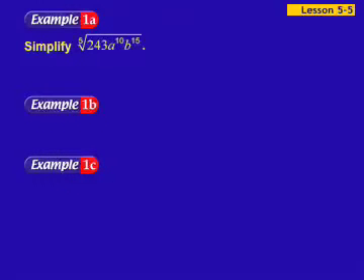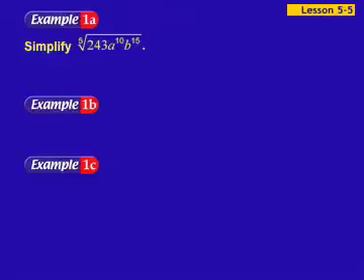We're going to look at some extra examples for section 5.5 and 5.6. We'll start in 5.5, and our first example will be to simplify the fifth root of 243 a to the 10th b to the 15th. Here we want to try to get the radicand, or the part that's underneath the radical, to be raised to the fifth power. So we'll start by looking at the 243.